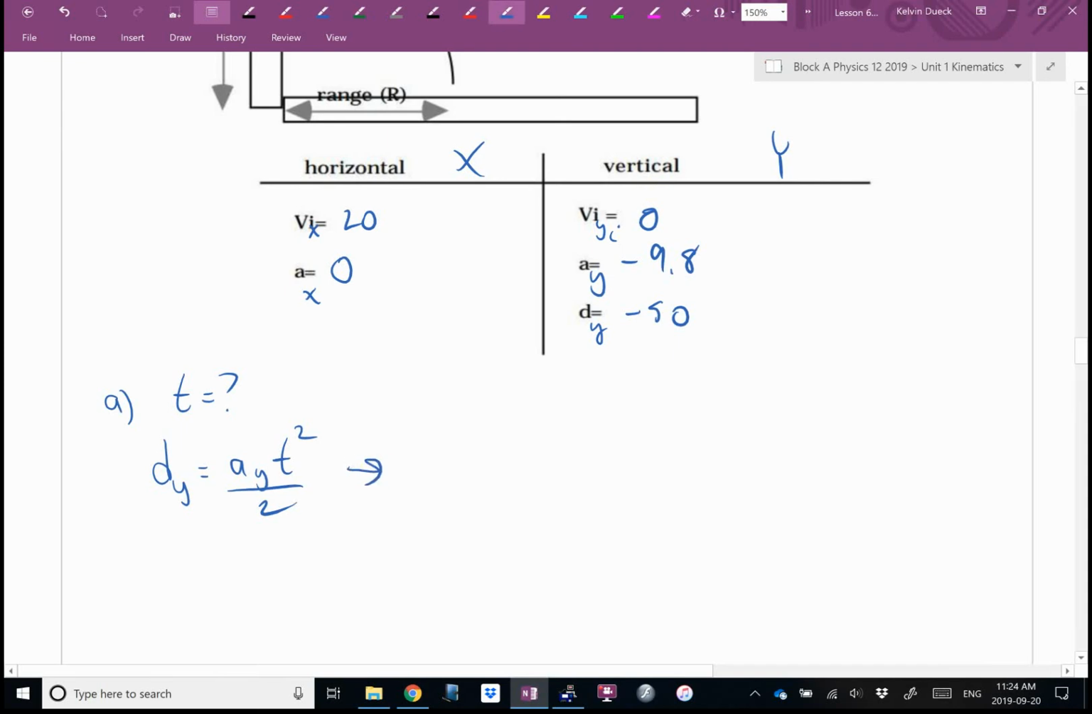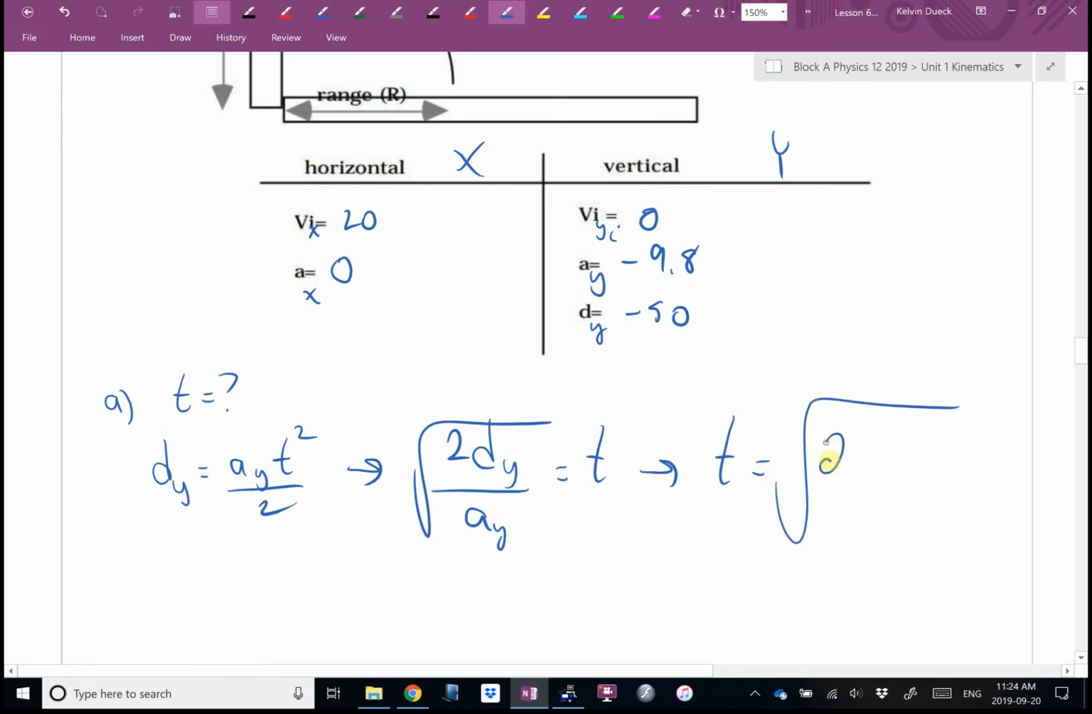Jabber, how would I get the t by itself? dy times 2, divide by a, square root, that equals time. So time is going to be the square root of 2 times negative 50 divided by negative 9.8. What do you get?